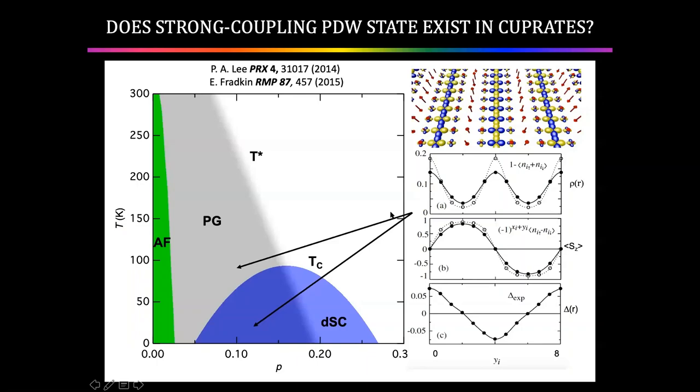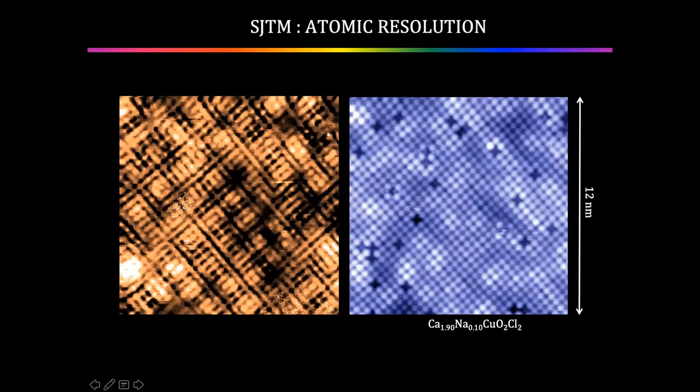So to answer that question, we need to be able to visualize the cuprate electronic structure. This is a cuprate superconductor. We need to be able to visualize the electronic structure with atomic resolution. So we need scanned Josephson. We're going to visualize the pairs, but we need atomic resolution.